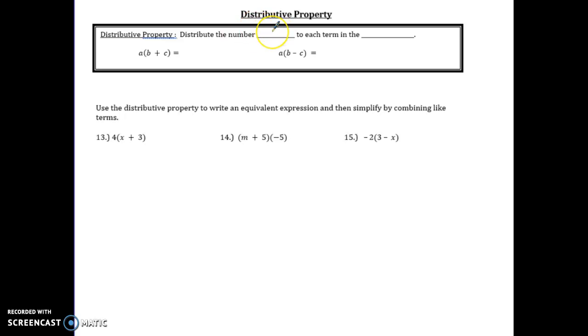If we want to distribute, we distribute the number outside the parentheses to every single term inside the parentheses. Notice, if you look at the example down here, if you have a number right next to a parentheses, that means multiplication.